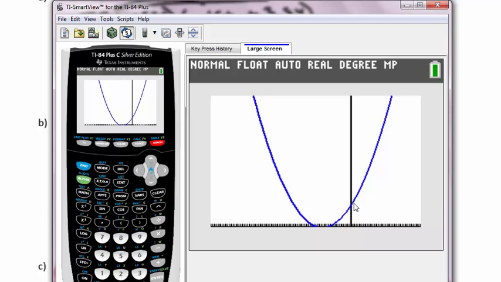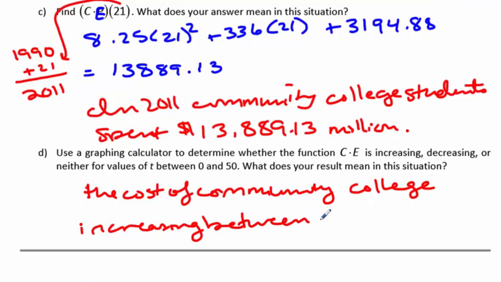And what's happening here for the years 0 to 50 is that it is increasing. The years 0 and 50 correspond to the years 1990 and 2040. So our prediction is the cost of community college is increasing between 1990 and 2040. That's the end of the section.